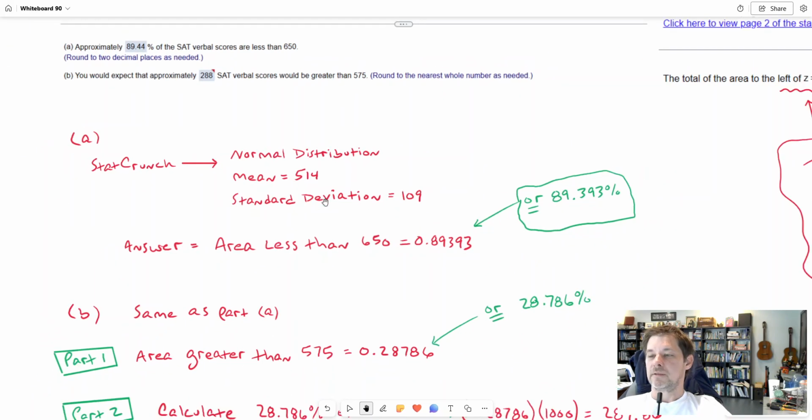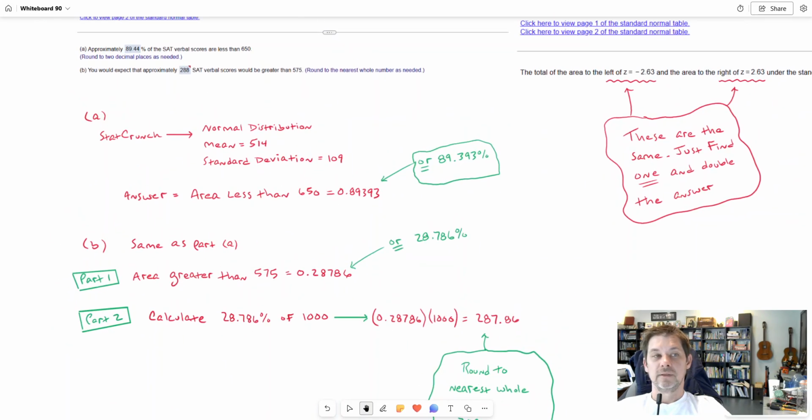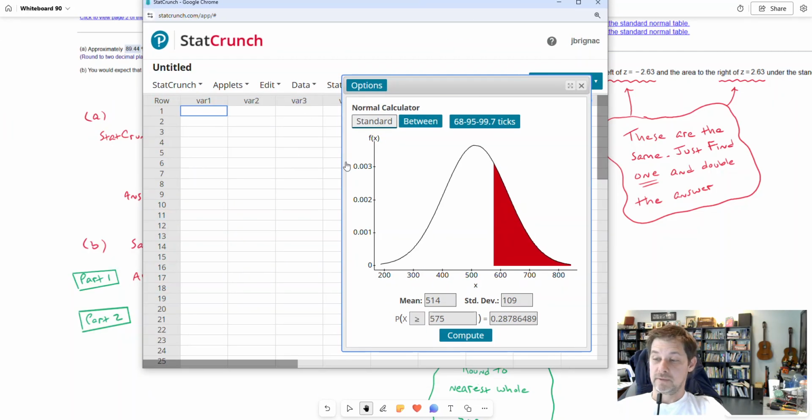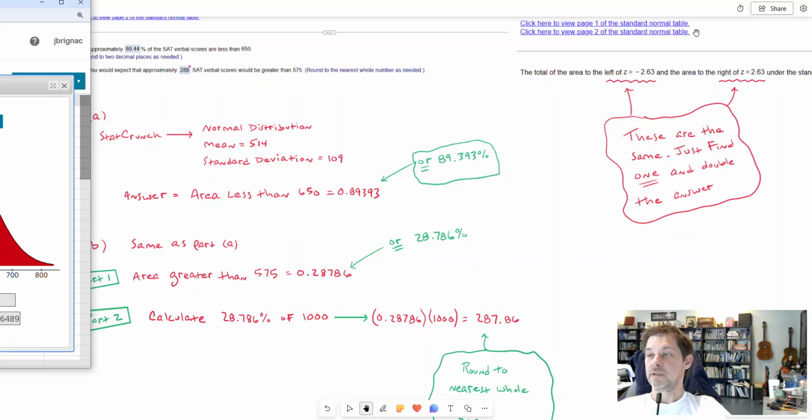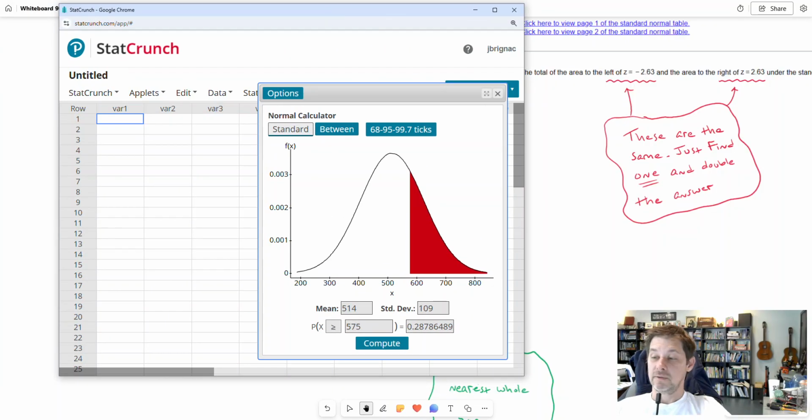Okay, so that's how we can use normal distributions and StatCrunch to answer a variety of questions. If you really want to use the table, you could do that, but I don't see any need to do it that way, and at least for now I'm not recommending it because I don't see any advantage.